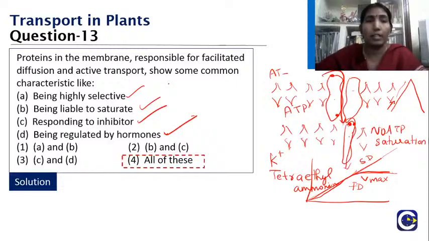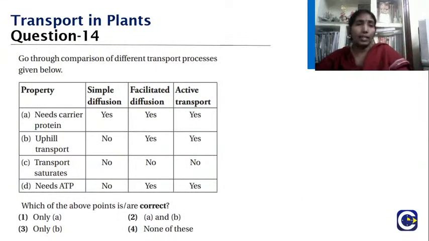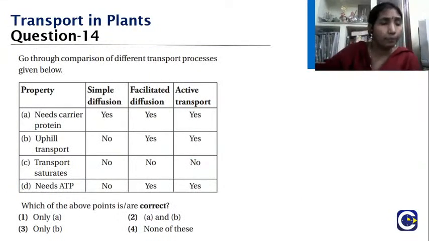Okay students, very good. So we will go to the other important nice question here. Go through the comparison of different transport processes given below. They have given a lot of different transport processes. So you have simple diffusion, we have facilitated diffusion and active transport.